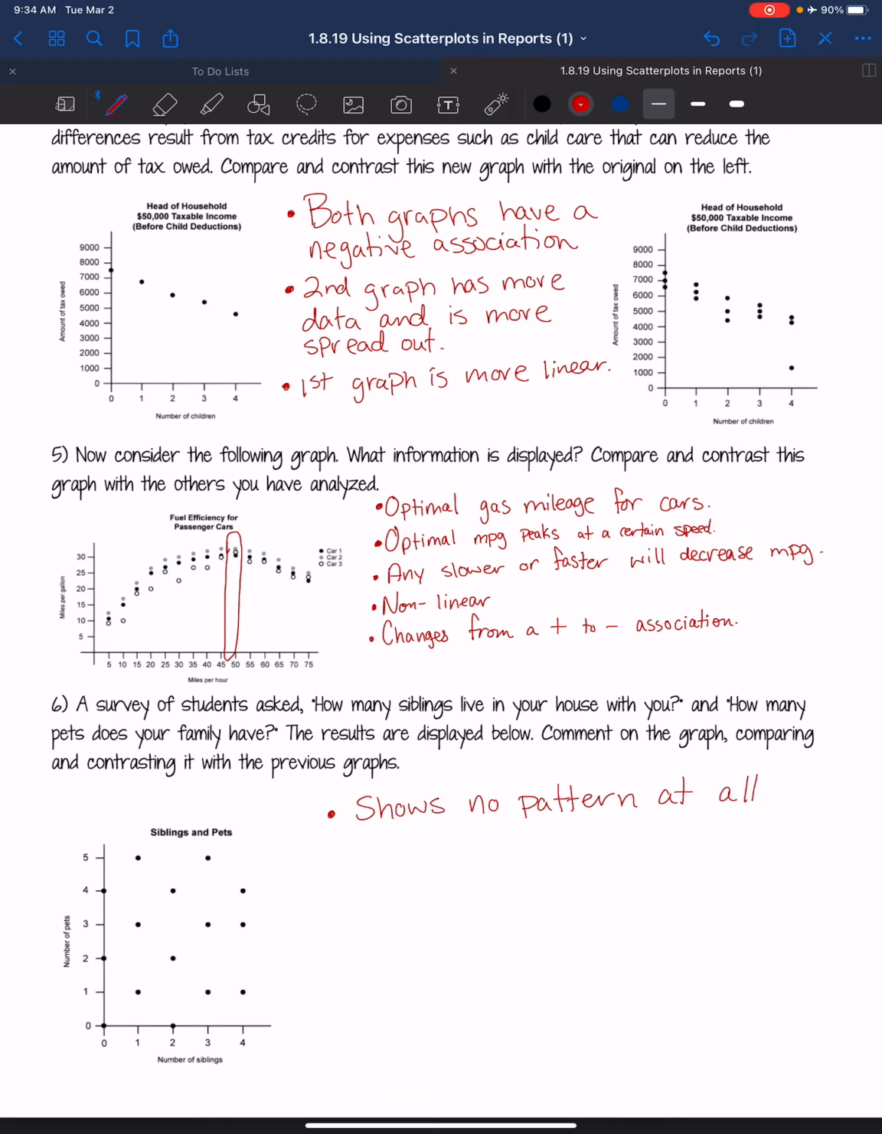Okay. And more specifically, we're going to say that the number of siblings and number of pets have no correlation.